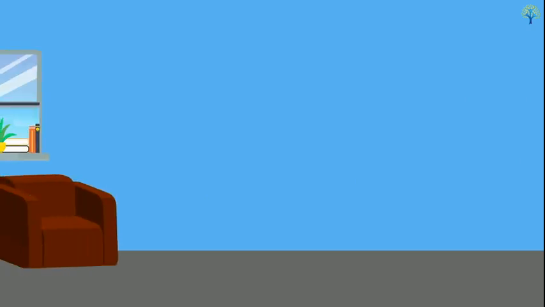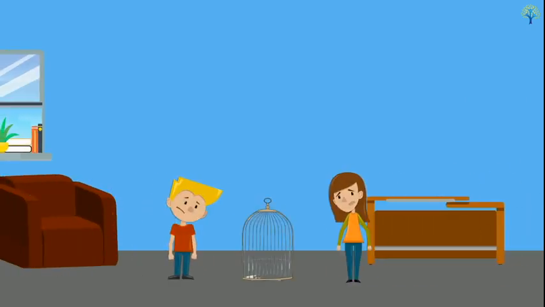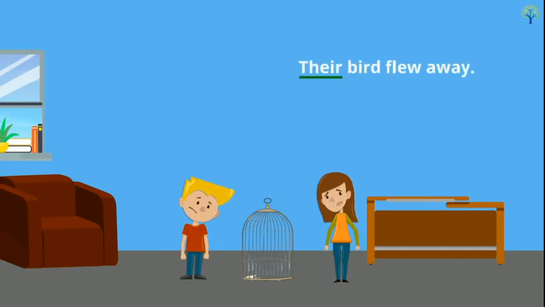Their is used to talk about possession. For example, their bird flew away. This sentence says that the bird belongs to the little boy and girl and it flew away. Saying there bird flew away is incorrect.